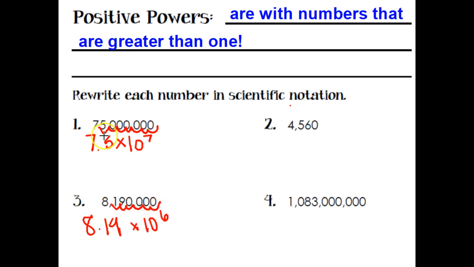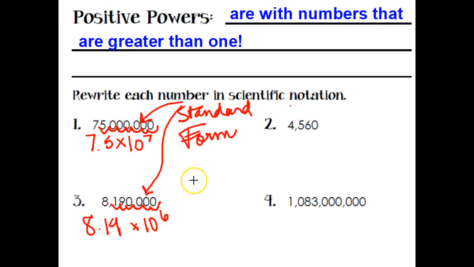Okay, so this number in standard form, this is standard form. Write that down. Standard form, and then we turn this into scientific notation. Somebody in math just loves the word standard form because you'll hear it over and over again. I don't understand. They were not creative.